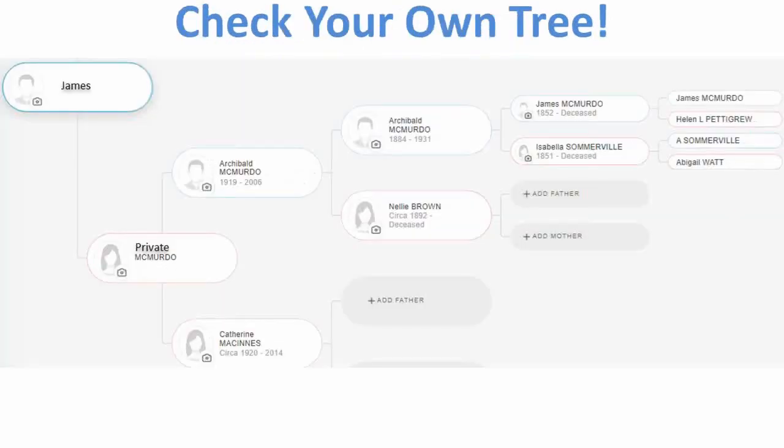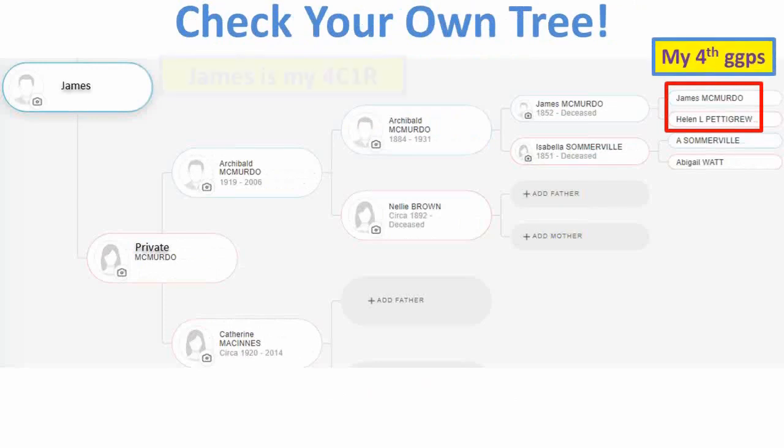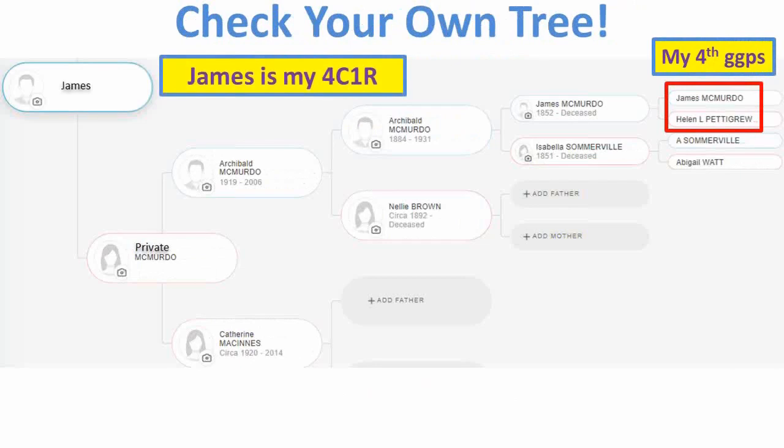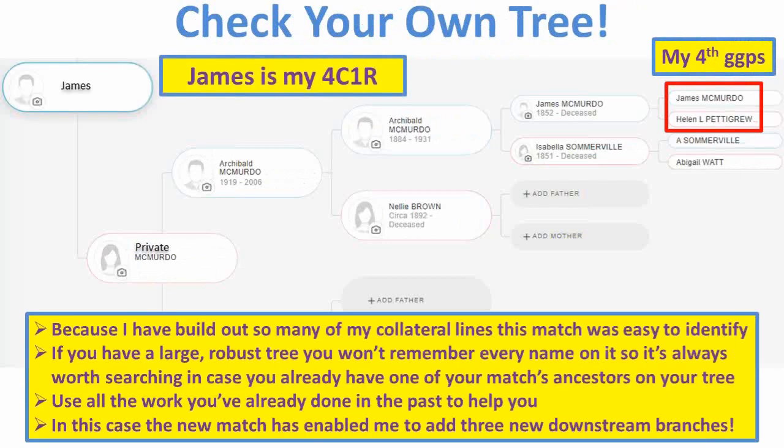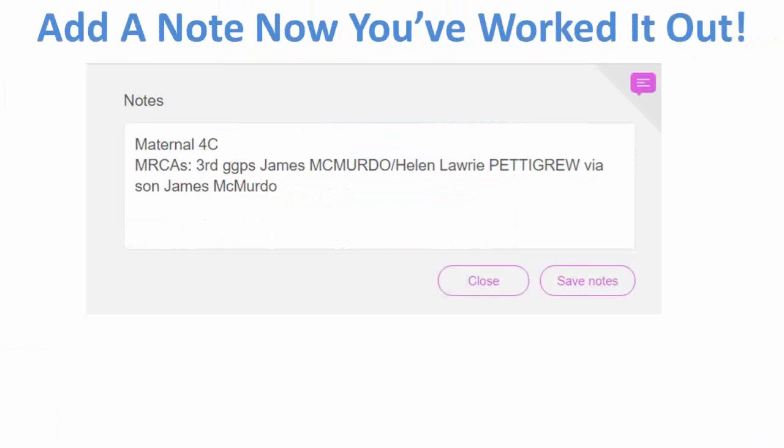I can go back to that tree and add in this new information, and James is descended from my fourth great-grandparents, James McMurdo and Helen Pettigrew, and he's my fourth cousin once removed. Because I've built out so many of my collateral lines, the match was easy to identify. If you have that large, robust tree, always search it in case your match's ancestors are on it. Use all the work you've already done in the past to help you. And in this case, the new match has enabled me to add 3 new downstream branches to my tree.